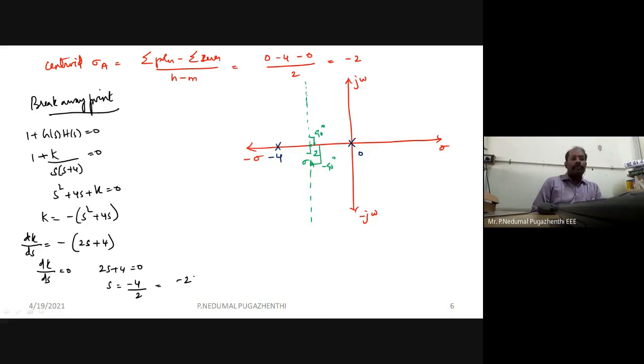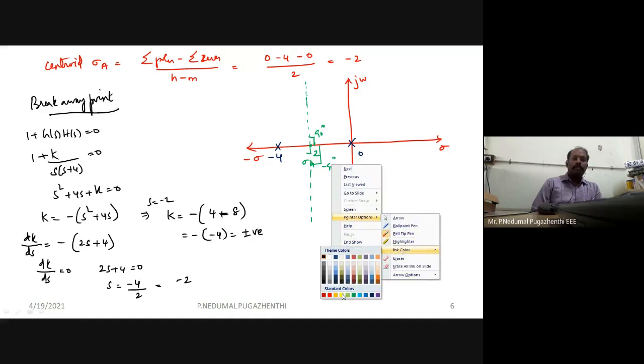If you substitute this value s is equal to minus 2 here, what happens? When s is equal to minus 2, then k is equal to minus of 4 minus 8, which is minus of minus 4, which is equal to a positive value 4. So this is going to be a breakaway point. So what does that mean?